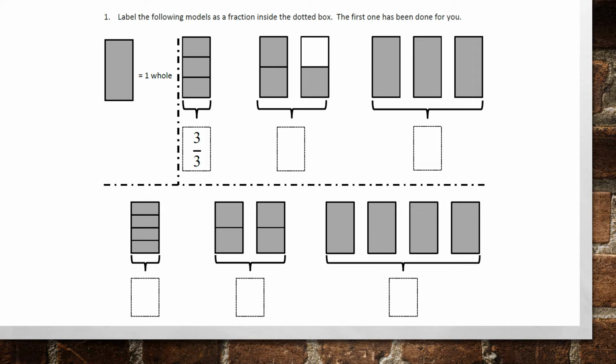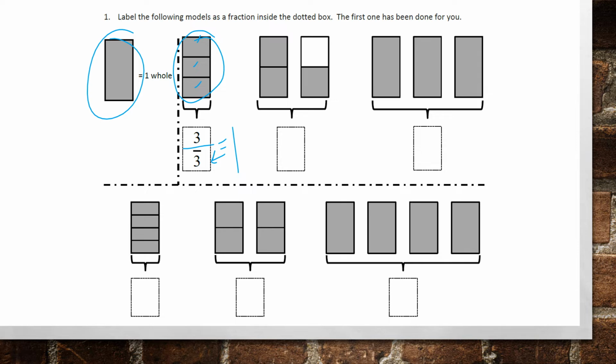All right, let's remind ourselves. A lot of these slides I'm reusing from previous weeks just to help us refresh our memory about these wholes. So this is 1 whole. So I always look at the 1 whole to figure out the name or the denominator. So because this is partitioned into thirds, the denominator is thirds. There are 3 of the thirds shaded, which is equivalent to 1.